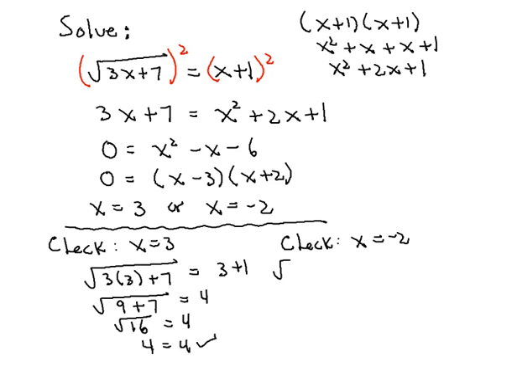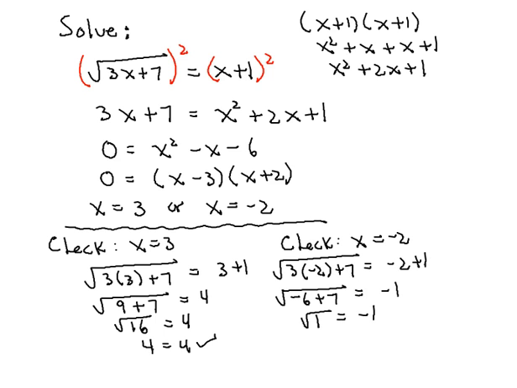And replacing x with negative 2 back in the original equation, we have this. And inside the radical, that will simplify to negative 6 plus 7. The right-hand side simplifies to negative 1. Then we have the square root of 1. And the square root of 1 is 1, which is not equal to negative 1. So the only valid solution then to this equation is 3.